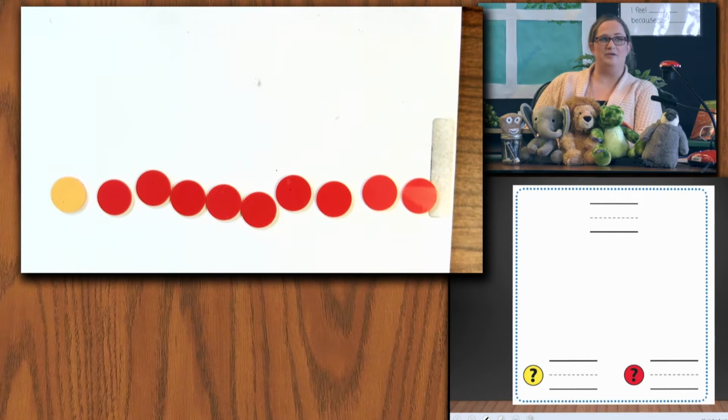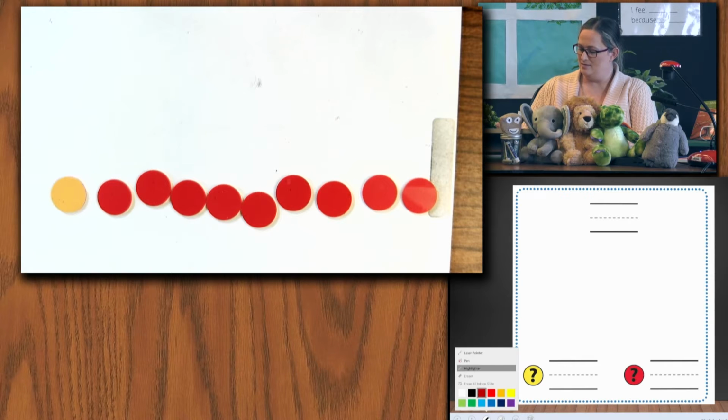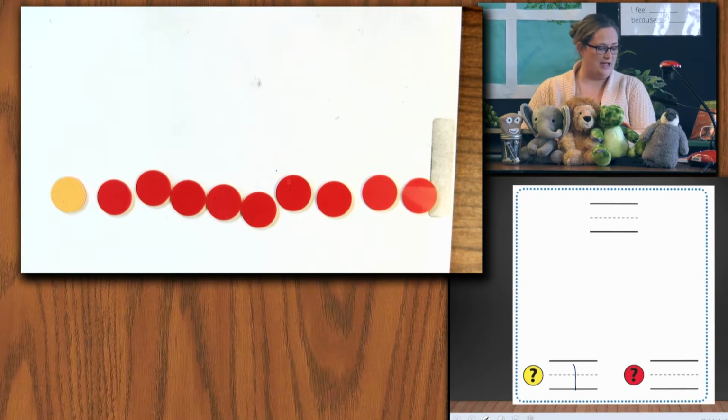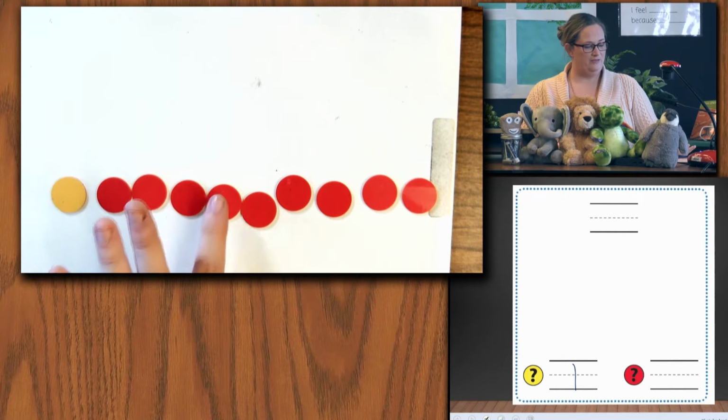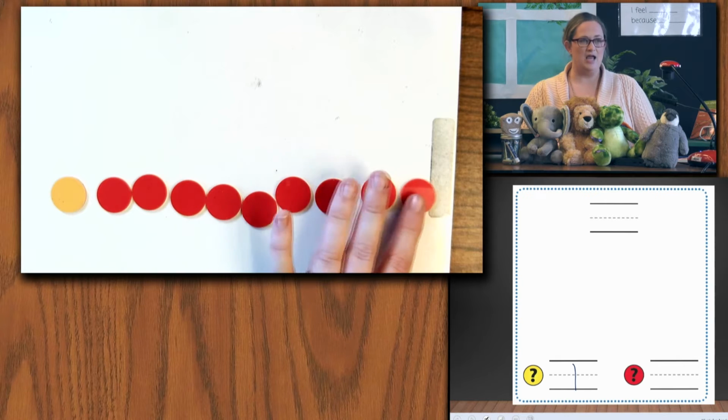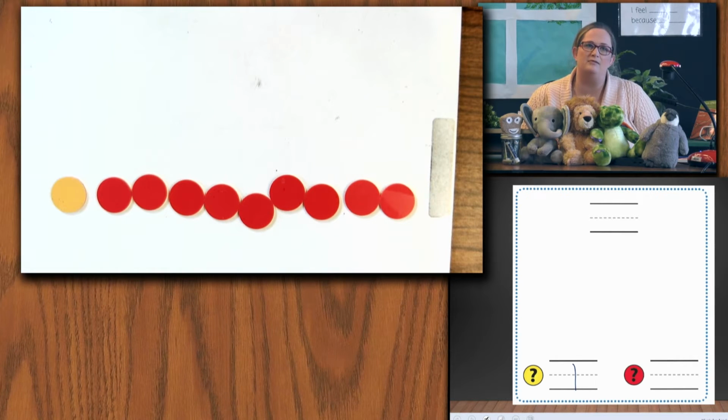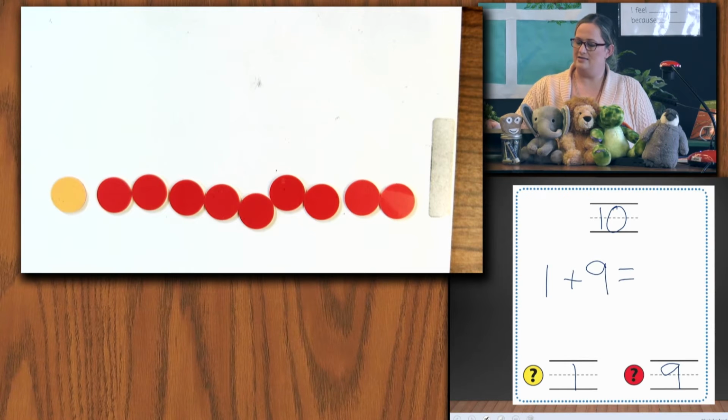How many yellows do we have? 1 yellow. How many reds do we have? 1, 2, 3, 4, 5, 6, 7, 8, 9. Now, how could I figure that out without counting? Maybe you know this one. 1 and 9 make 10. Can you write that on your board? Write this. 1 plus 9 makes 10.